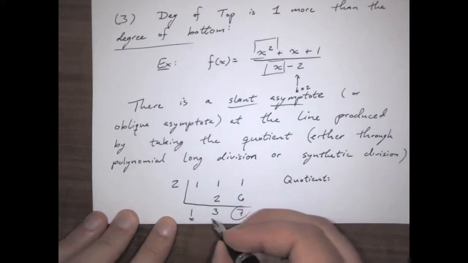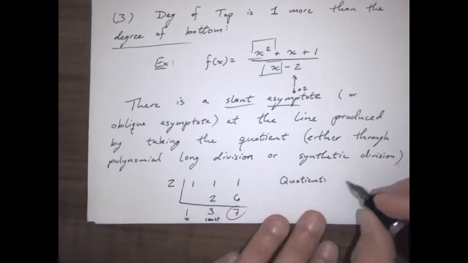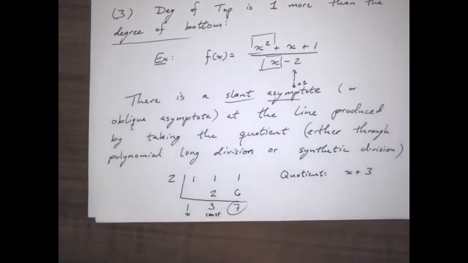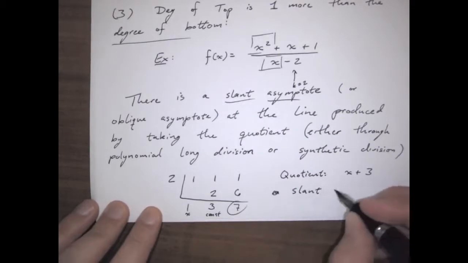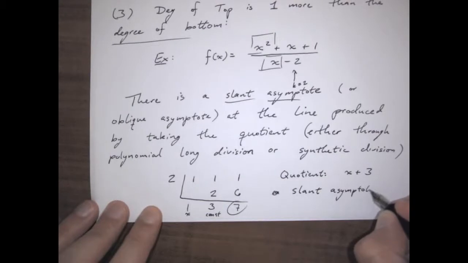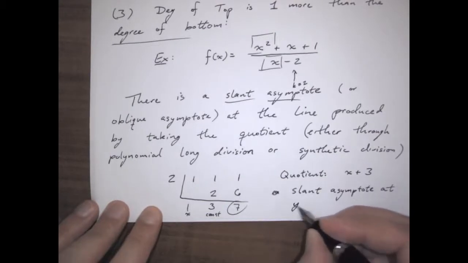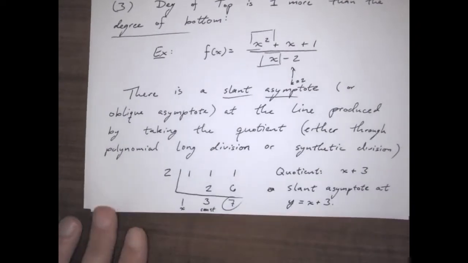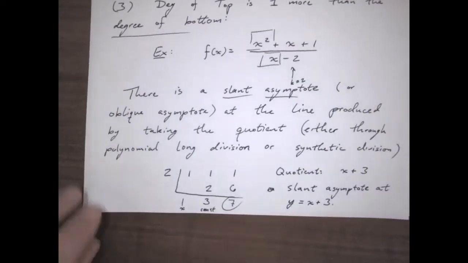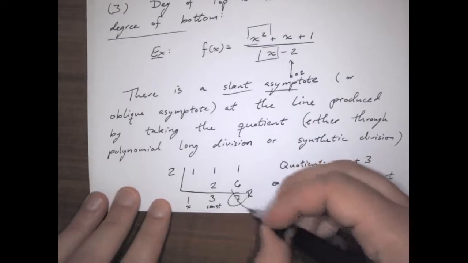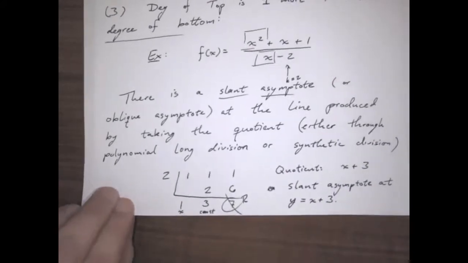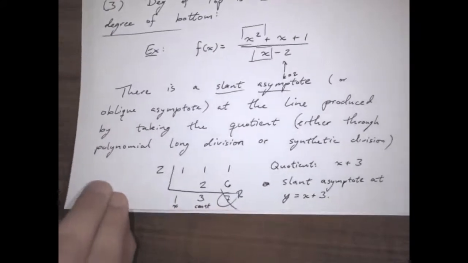And here this is the x term, this is the constant term. So the quotient is x plus 3. And so what that means is that there is going to be an oblique asymptote or a slant asymptote at y equals x plus 3. So this is the remainder, not relevant here. It's relevant for other things, but not for this. Now, that's case 3.